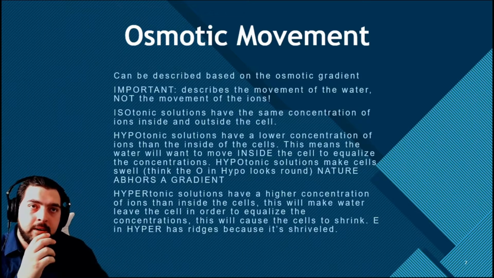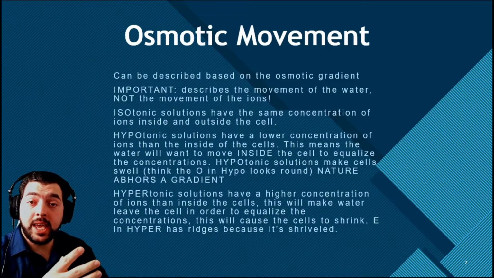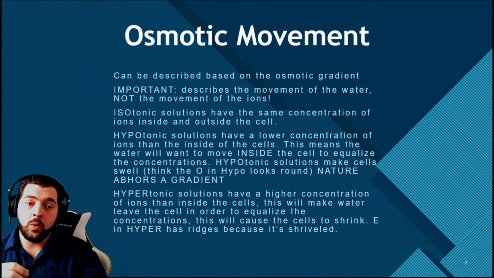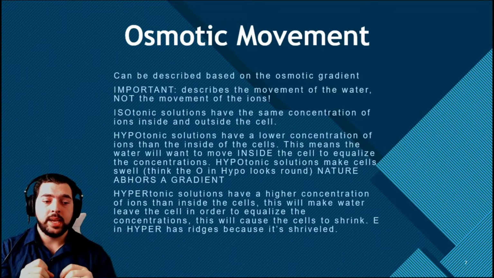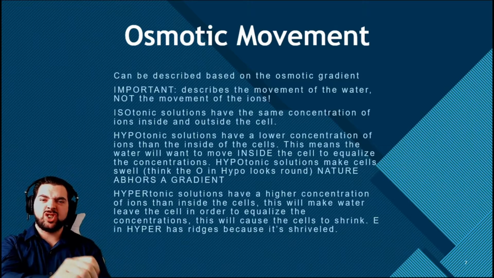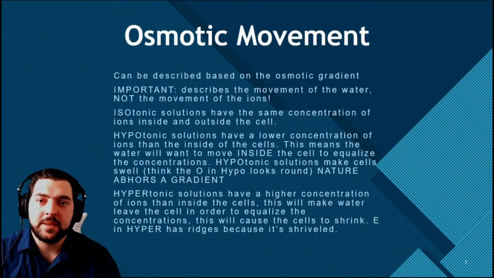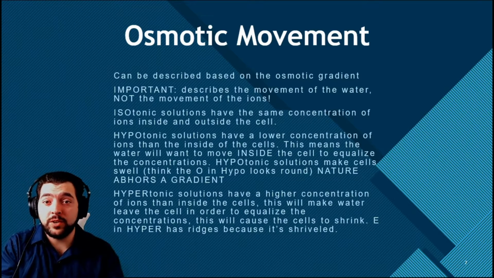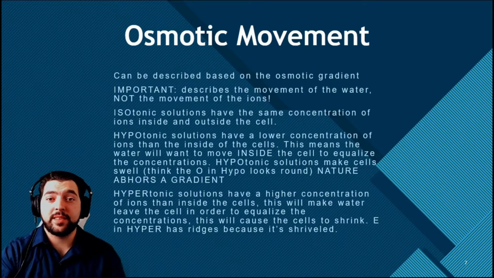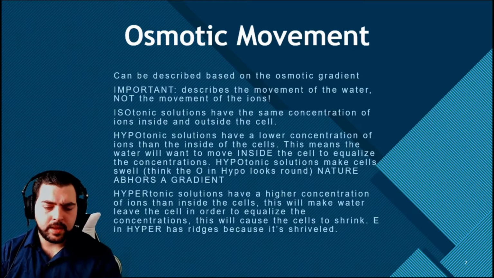Now, a way that was explained to me that helps me keep these straight is the O in hypotonic looks round, and it makes me think of a swollen cell. And the E in hypertonic looks shriveled because it's got those ridges, right? And so that makes me think of a shriveled up cell. I hope that helps you too, even if for no other reason than it's kind of a silly way to remember it. All right.